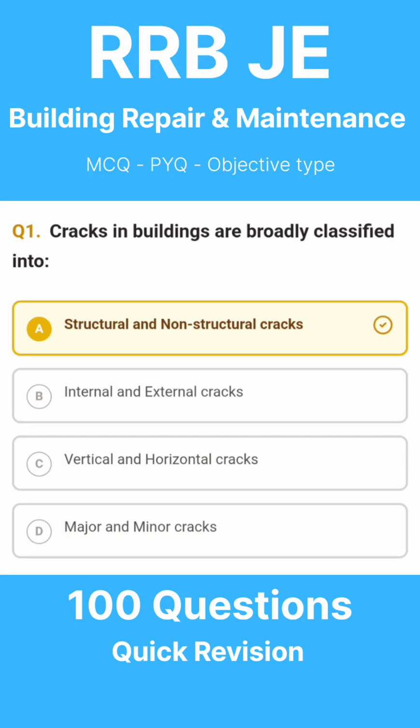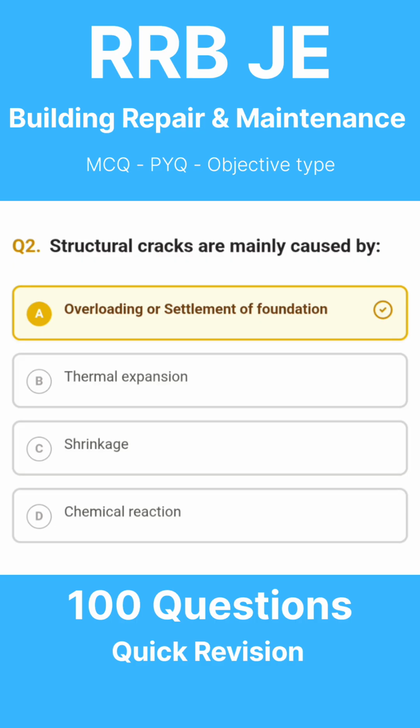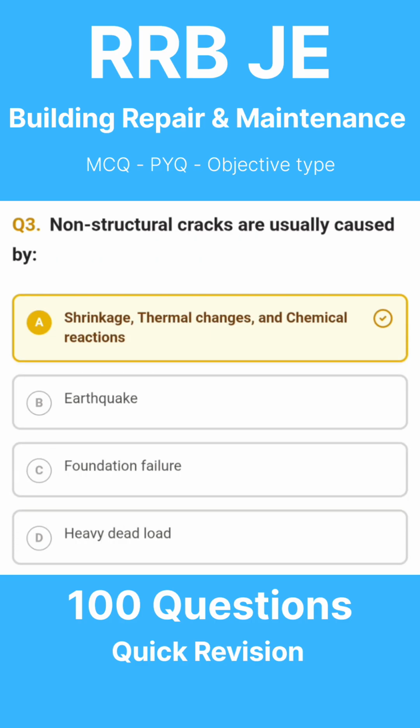Question 1. Cracks in buildings are broadly classified into. The correct answer is structural and non-structural cracks. Question 2. Structural cracks are mainly caused by. The correct answer is overloading or settlement of foundation. Question 3. Non-structural cracks are usually caused by. The correct answer is shrinkage, thermal changes, and chemical reactions.